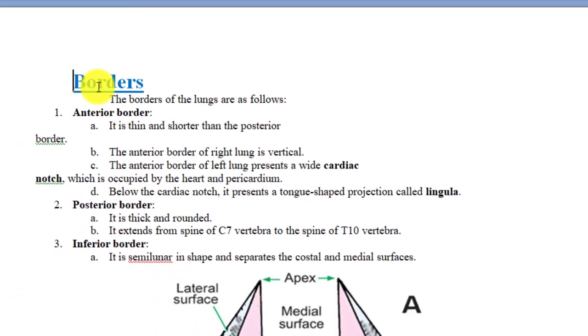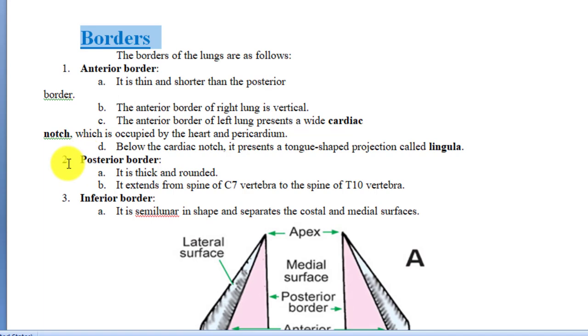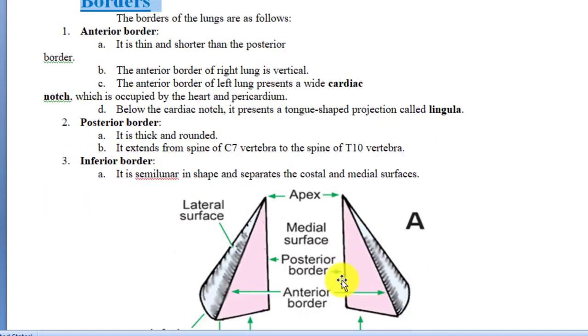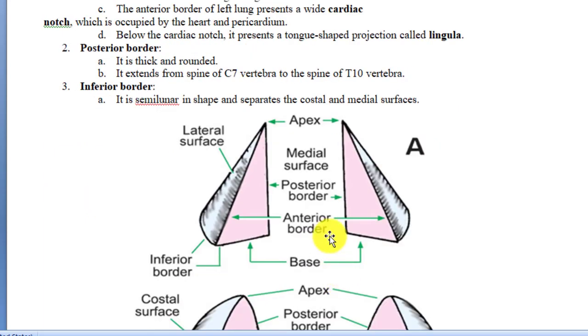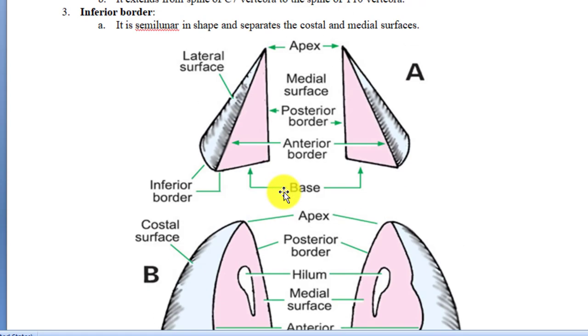Now what are the borders of the lung? Our lungs have three borders: the anterior border, posterior border, and inferior border. And in this diagram it will be clear, right? This is the anterior border, this is the posterior border, and this is the inferior border of the lungs, right?